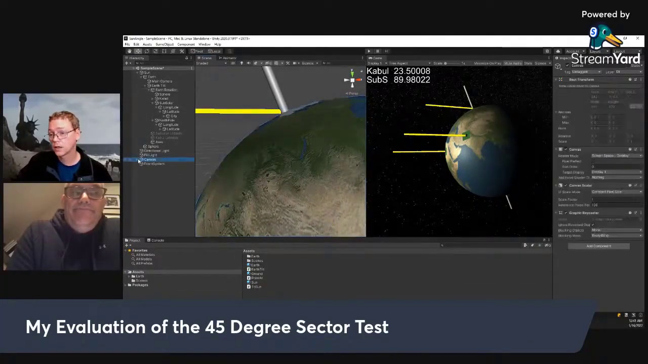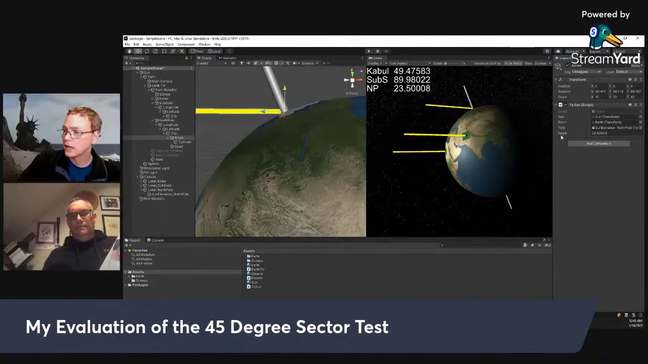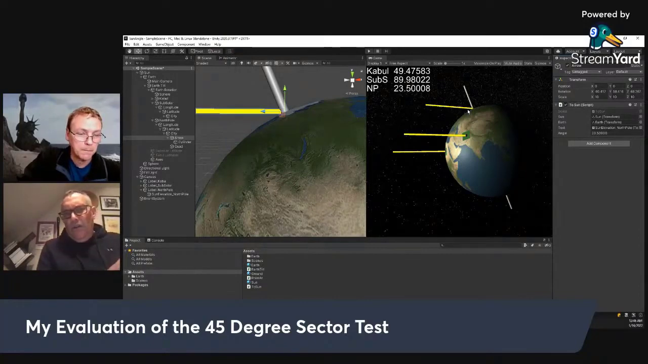Let's find out. I have added a label NP here at the top that shows the angle of the sun above the North Pole, above the horizon at the North Pole. And it's 23.5 degrees, which is an interesting coincidence of a number, right? You know what 23 and a half degrees is?